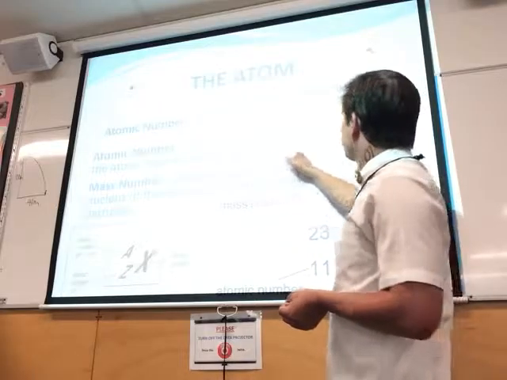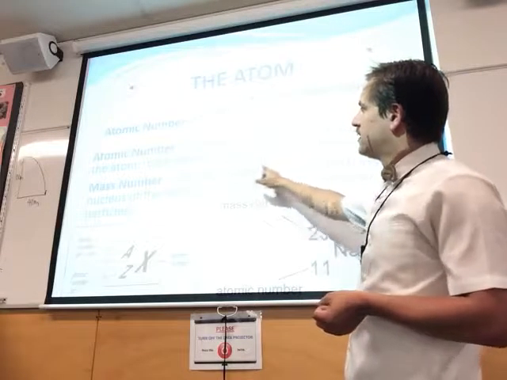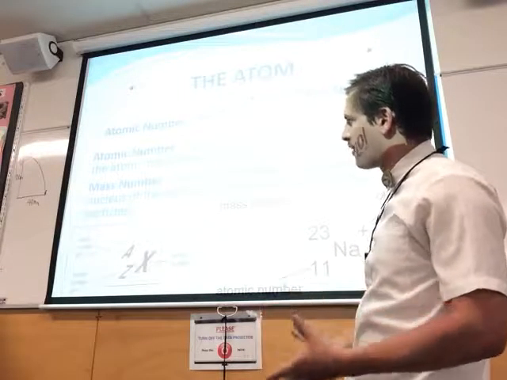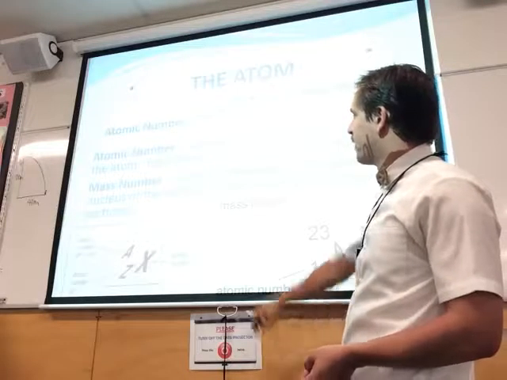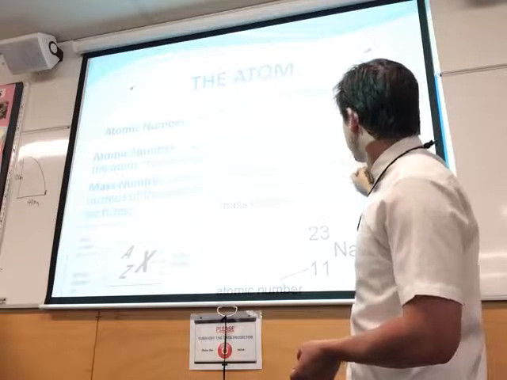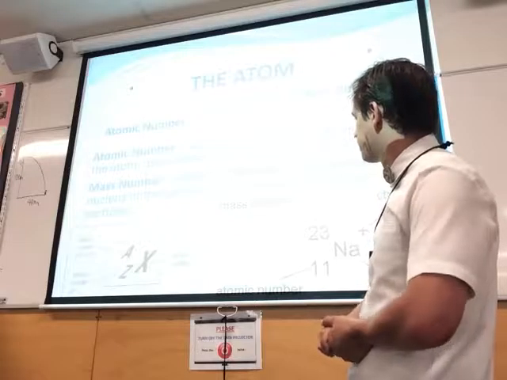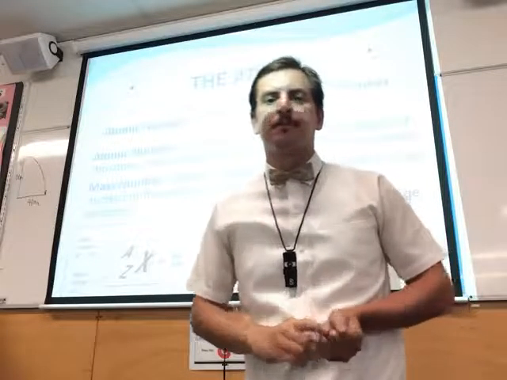So the atomic number is the number of protons in the nucleus. Each element has a different atomic number, obviously. The mass number is the number of protons plus the number of neutrons in the nucleus as well. All right?